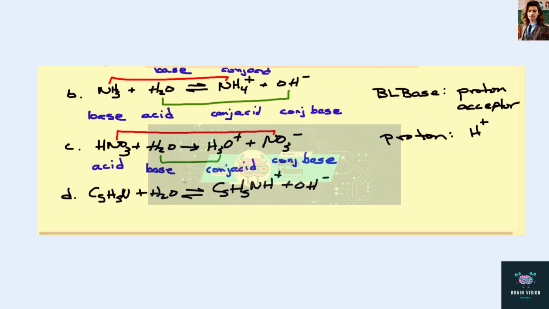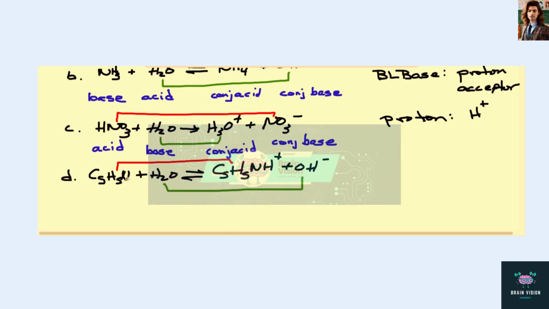And finally, we can have our two pairs in the last problem. The C5H5N has one fewer H than the substance on the right. That's going to make this a base. The water has an extra H compared to the OH minus. That's going to make water an acid this time. And now on the right, we have our conjugates. We have the extra H on the right. So this is going to be our conjugate acid. And OH minus has one fewer H, so that's going to be our conjugate base.